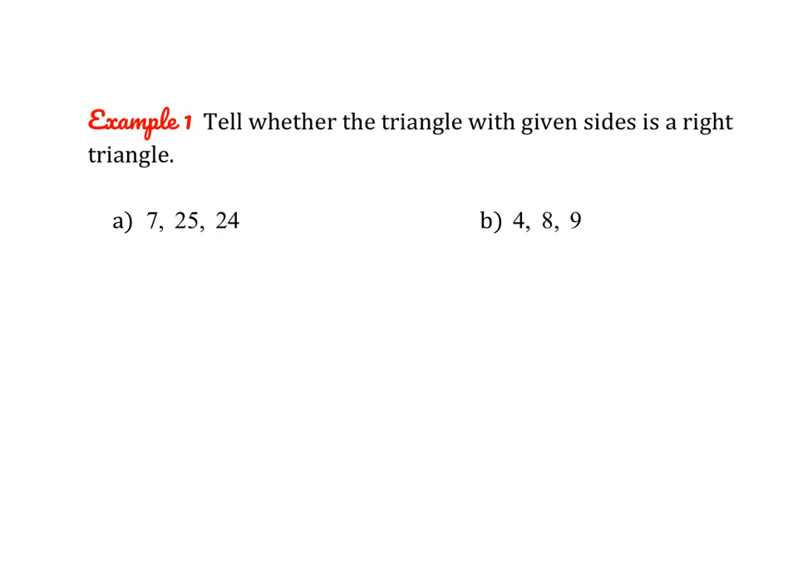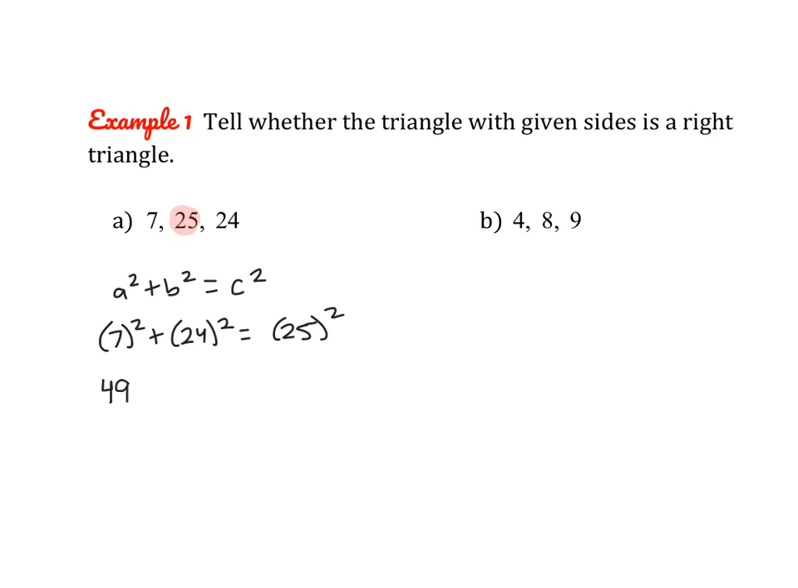So for this first problem, we're given the lengths 7, 25, and 24. So remember, the one that we need to watch out for is this. So c is going to be 25, but 7 and 24, it doesn't matter which one is a and which one is b. So let's write the Pythagorean theorem, and let's substitute. So I'll replace a with 7, b with 24, and c with 25. So if this statement is true, it means that it is a right triangle.